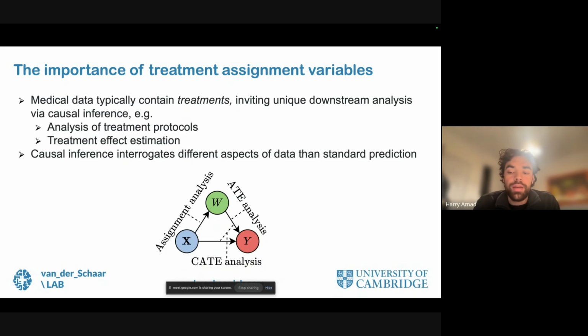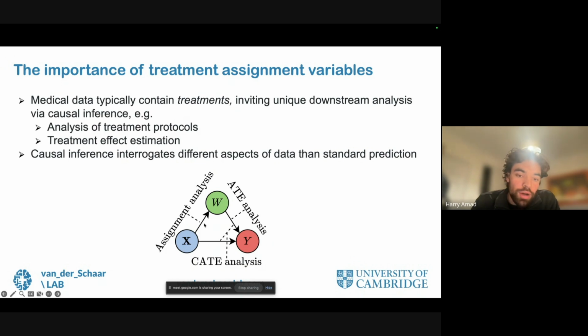Because of that, the treatment variable invites this unique style of analysis by a family of methods called causal inference methods. And we can see here a simple causal diagram of what this data may look like, where typically the covariates X have causal relationships to what treatment is assigned to a person, and then that treatment and also the covariates X will cause the outcomes that the patient displays. And it is these causal links specifically which are the target of a lot of medical causal inference analysis.